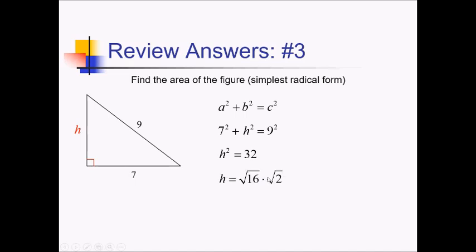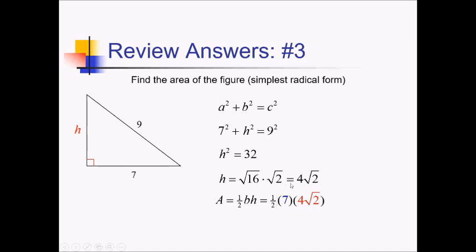So that simplifies then to 4 radical 2. So that's my height. So now in general, we said area of a triangle is 1/2 base times height. So that's going to be 1/2 times the base of 7 times the height that we just found of 4 radical 2. And we can multiply these three things in any order.